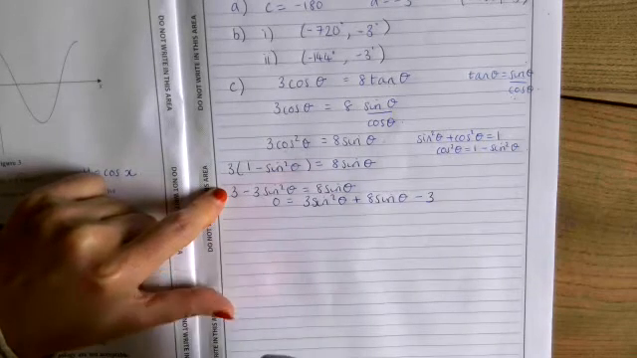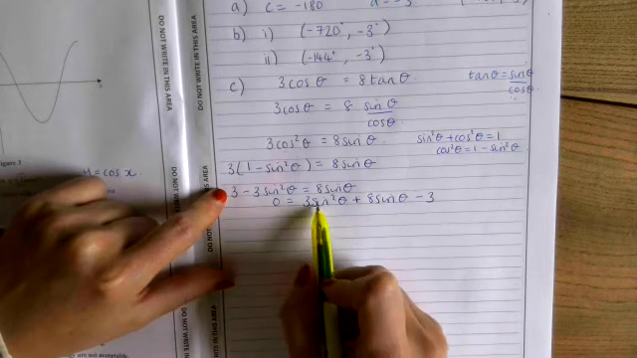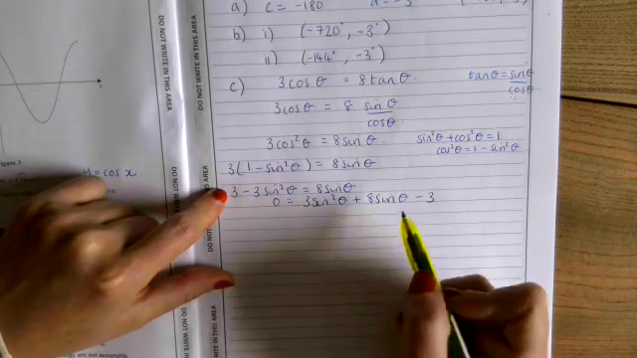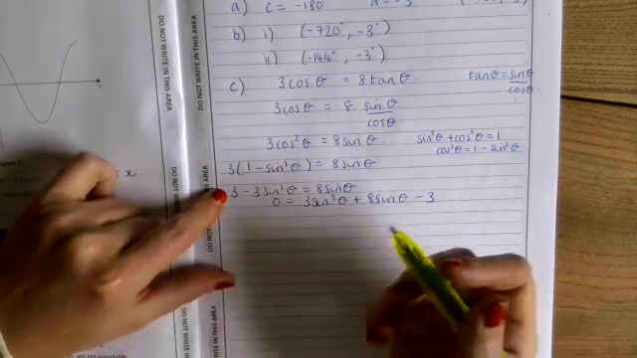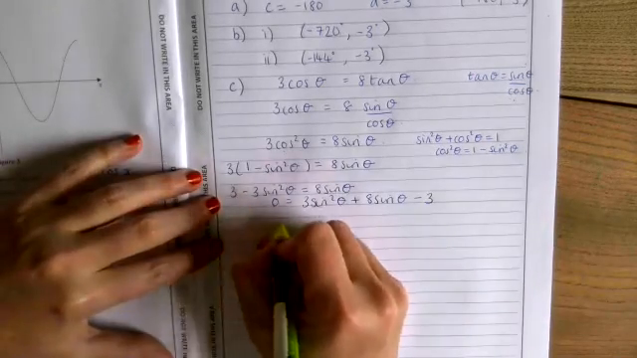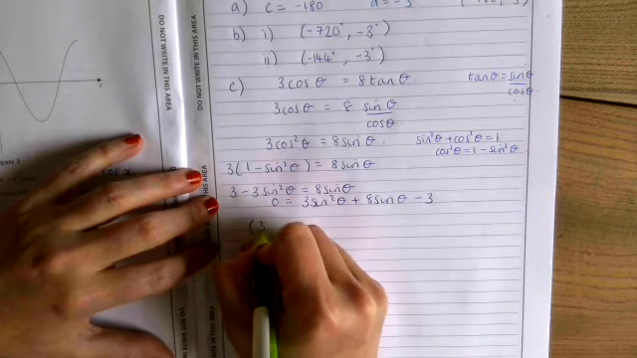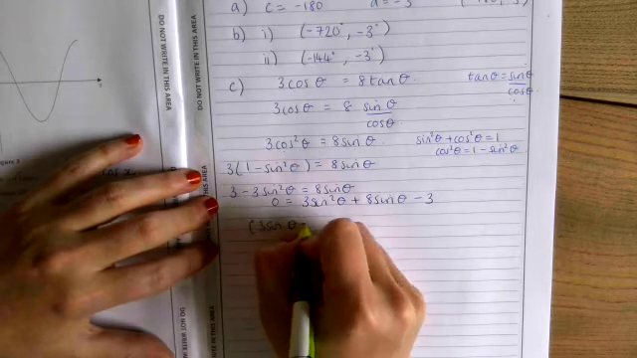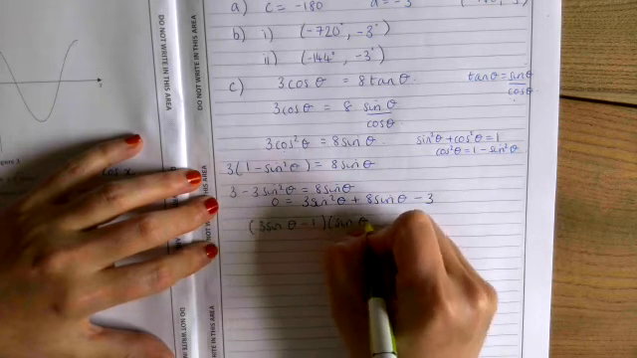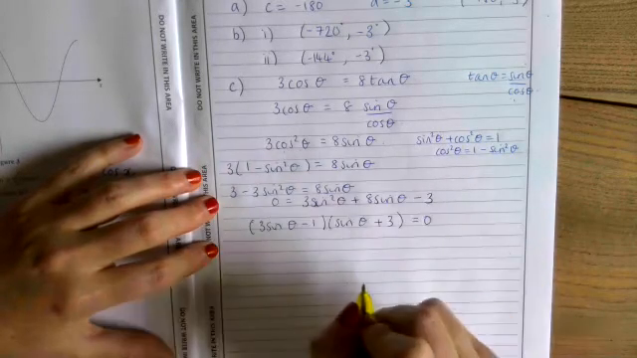And I think I'm going to factorize that. You could, if you wanted, substitute x in for sine theta and have 3x squared plus 8x minus 3. And so if you feel happier dealing with it like that, you can do that, and then turn it back at the end. But I think I'm just going to factorize it now. So 3 sine theta minus 1 and sine theta plus 3 is equal to 0.